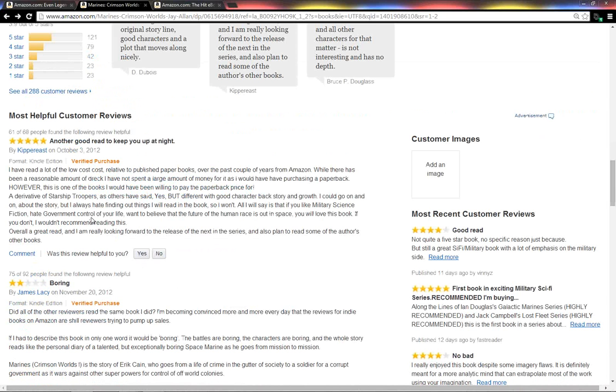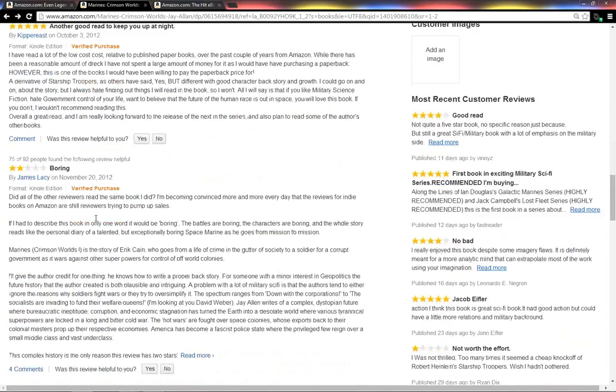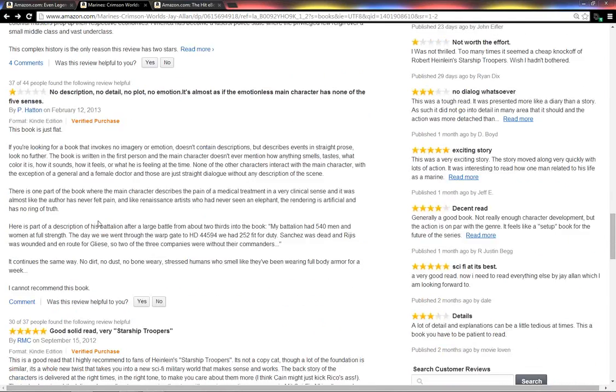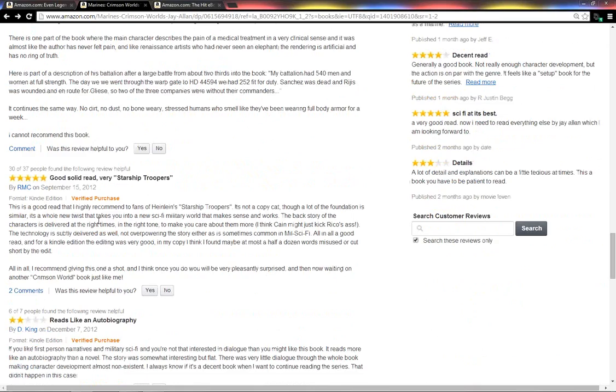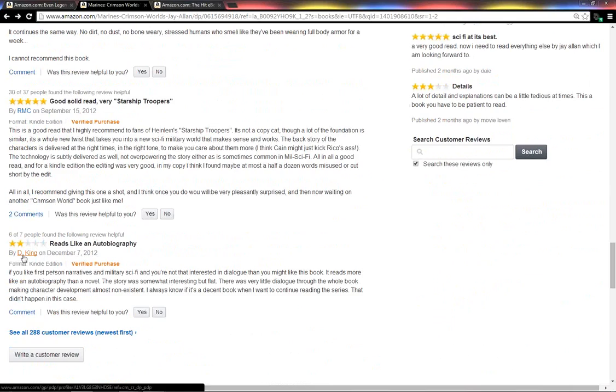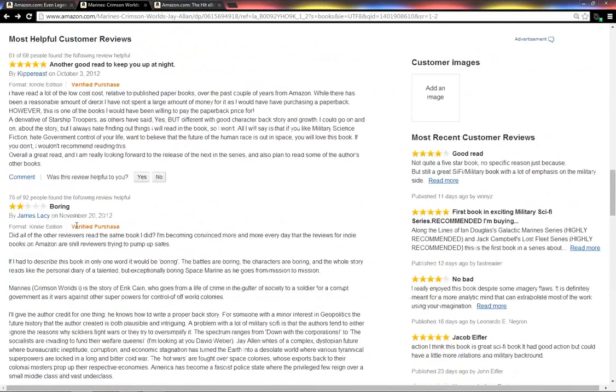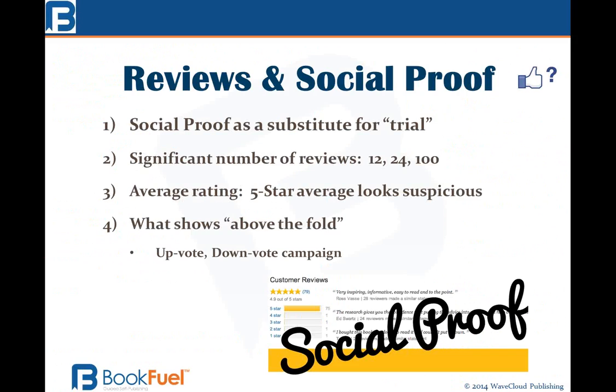This isn't deceitful. You want people to read the reviews and make up their own mind, but the point is, I want my reviews that are above the fold to be good, and you can influence this. You don't want your 2s and your 1s above the fold. You want your 4s and your 5s above the fold. Okay, I hope I'm not getting anybody upset when I say that.